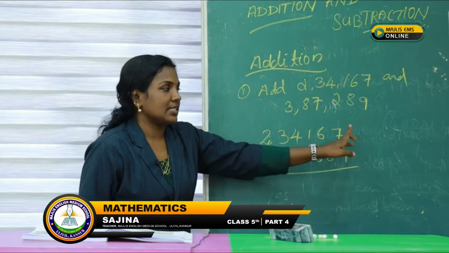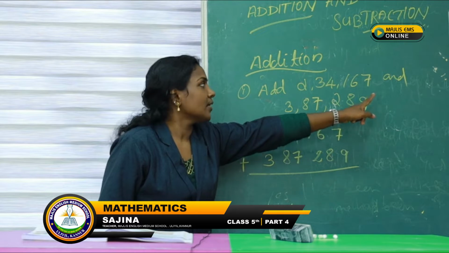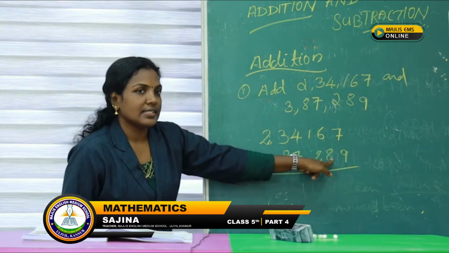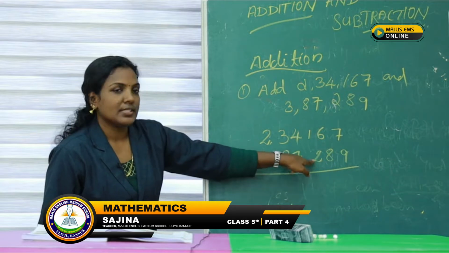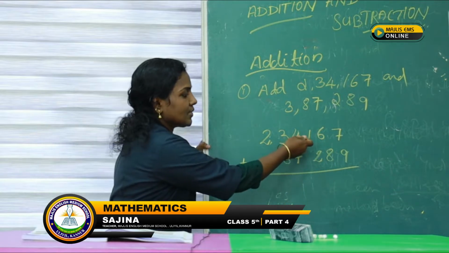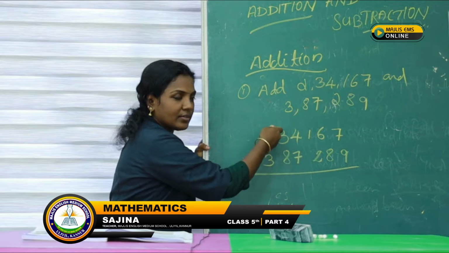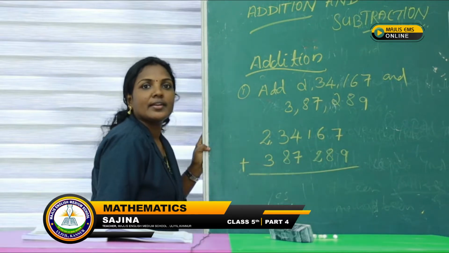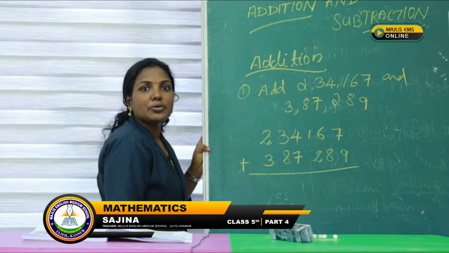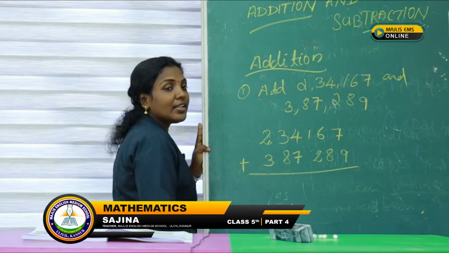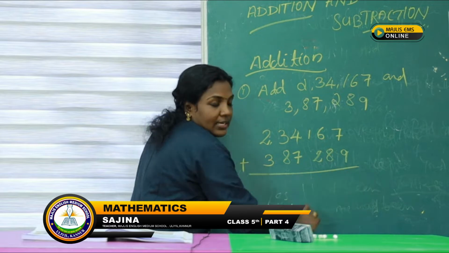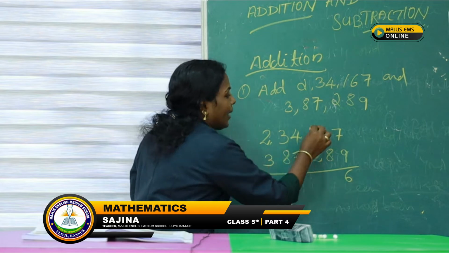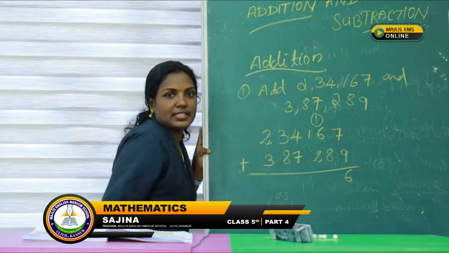First, the ones place digits. Here which are the ones place digits? 7 and 9 are in ones place, 6 and 8 in tens place, 1 and 2 in hundreds place, then thousands, ten thousands, then lakh. First we add. What is 7 plus 9? 7 plus 9 is equal to 16. Here we write 6 and 1 is the balance.